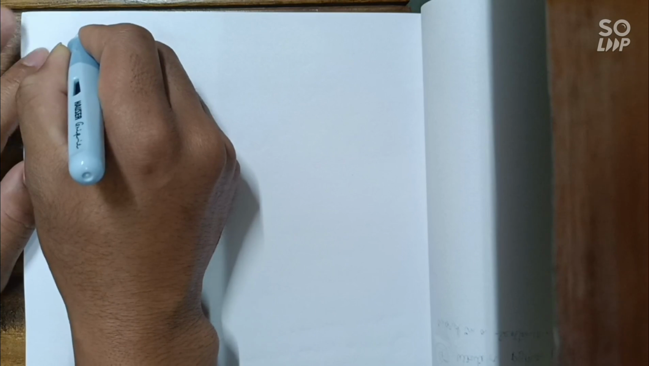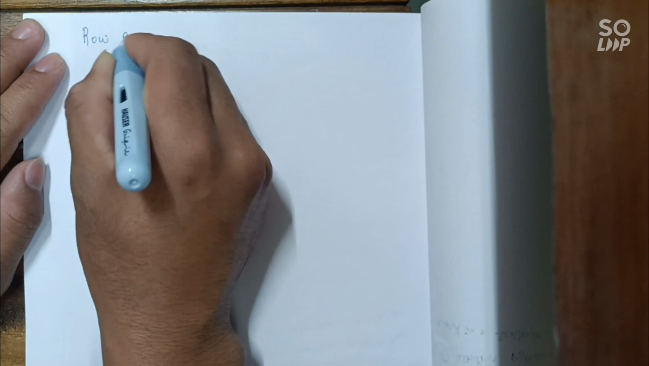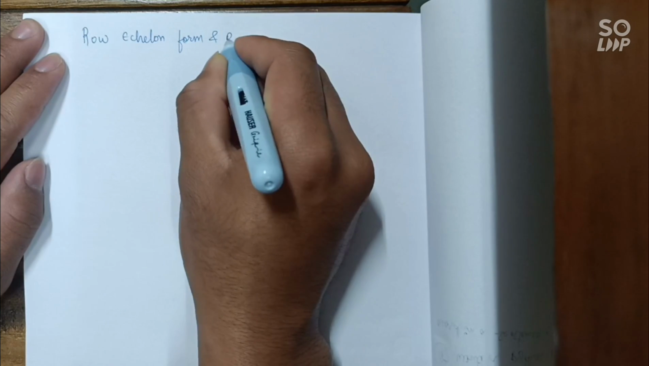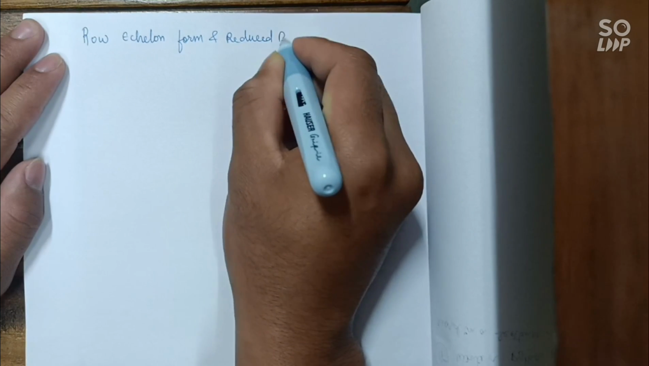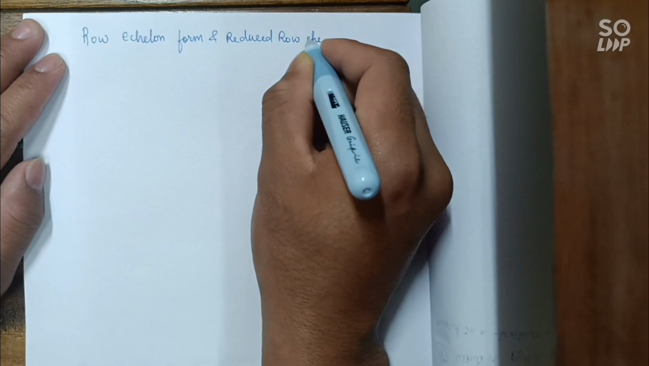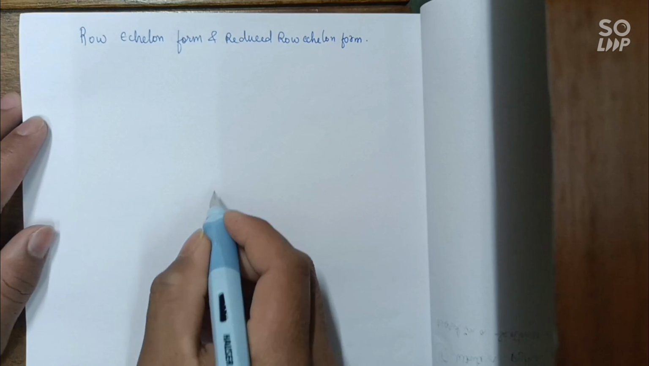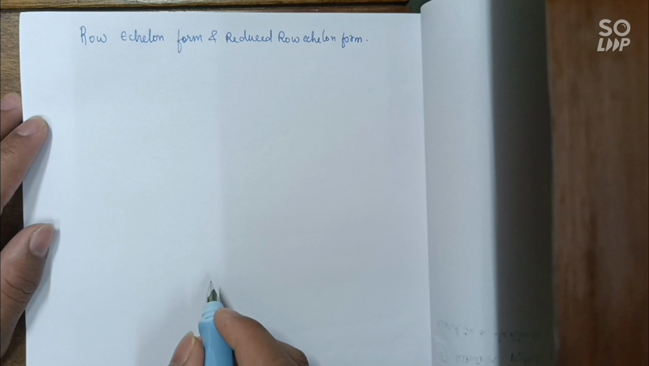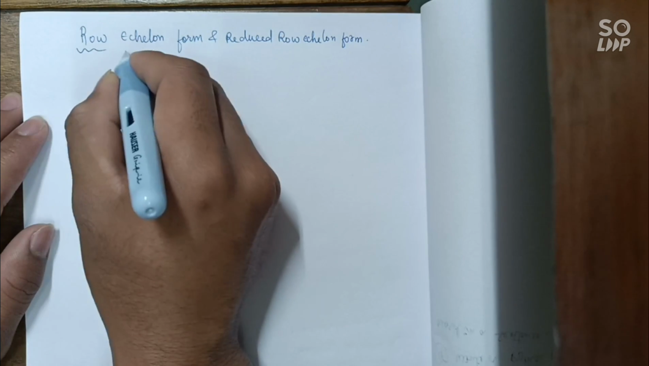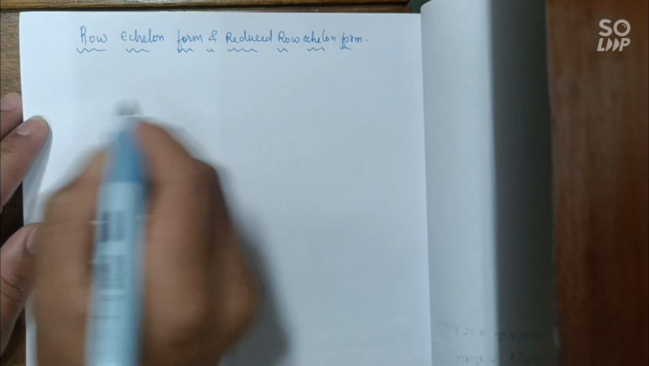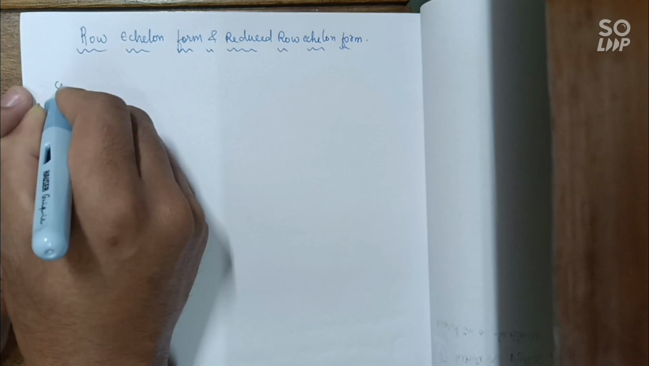Row echelon form. So today our topic will be row echelon form and reduced row echelon form. This row echelon form is also used to find the rank of a matrix, so we'll be discussing that later. For now, let's see the conditions on how to identify a row echelon form. Let me write it for you.